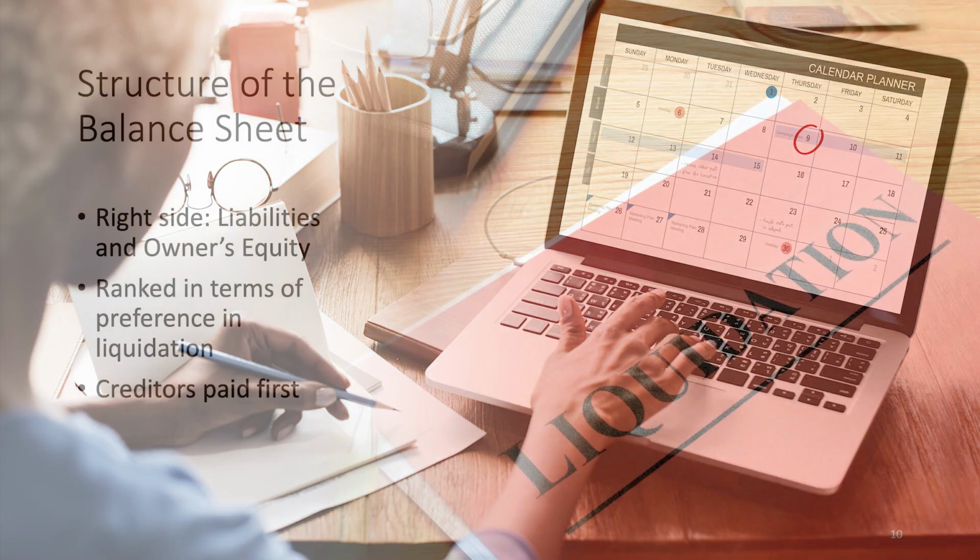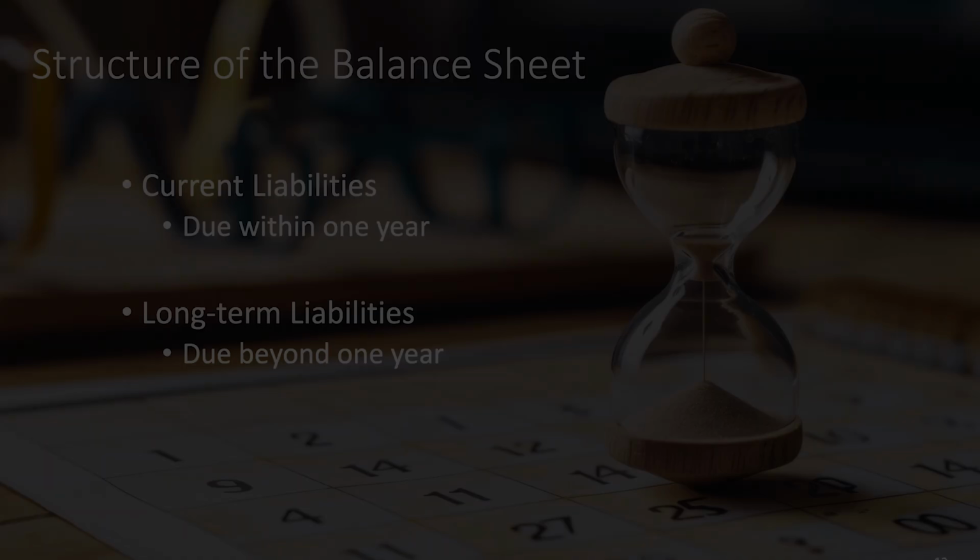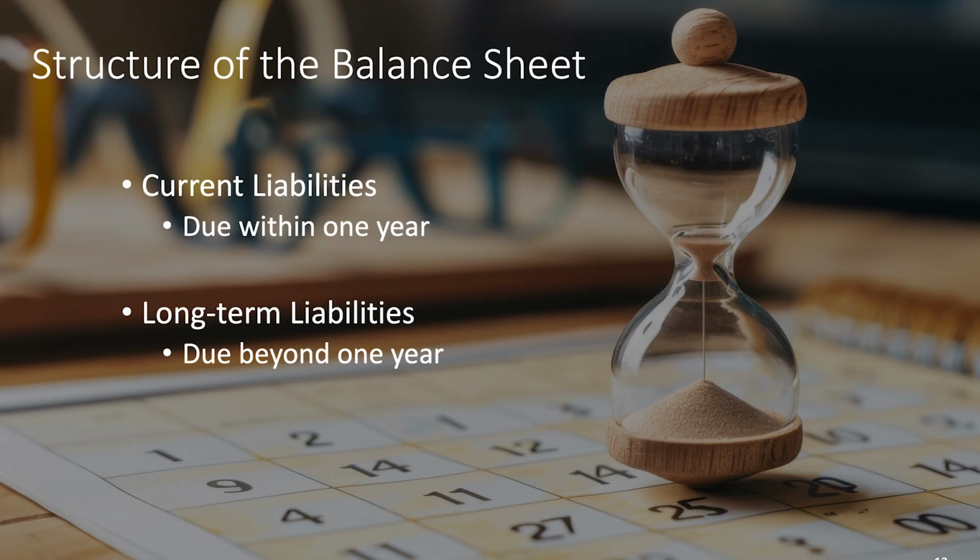Now let's look at the right side of the balance sheet, which consists of liabilities and owner's equity. These are ranked by preference in liquidation, which is a critical concept. Liabilities are positioned above owner's equity for an important reason. In the event of liquidation, creditors get paid first before owners receive anything. This positioning has significant implications for understanding the relative risk of creditors versus owners. Creditors have a safer position because they have priority in claiming the company's assets. Like assets, liabilities are also split between current and non-current categories, with current liabilities being those due within 1 year.